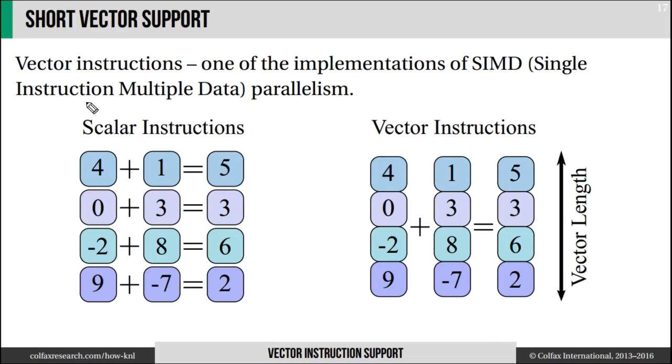Vector instructions are one of the implementations of SIMD parallelism. SIMD stands for Single Instruction Multiple Data. Intel Xeon Phi processors support vector instructions. This means that they can apply a single stream of instructions to multiple data elements at once. To understand how it works, it is easier to start by understanding what happens in a scalar, non-vectorized application.